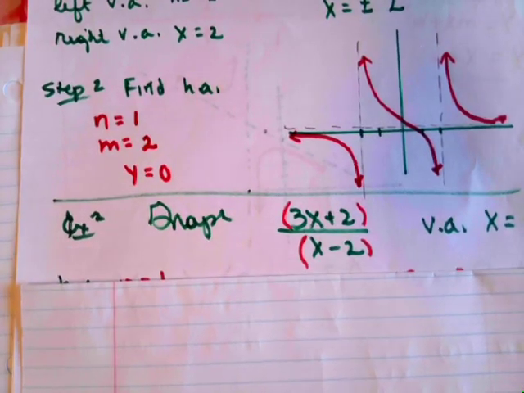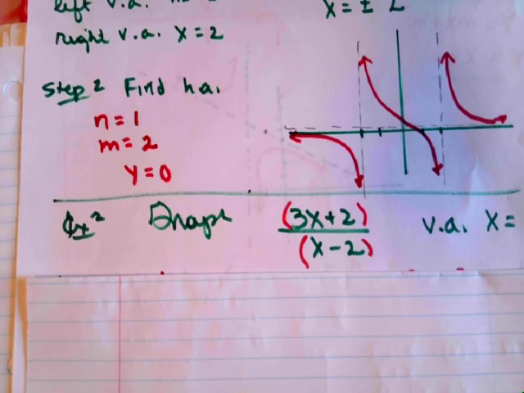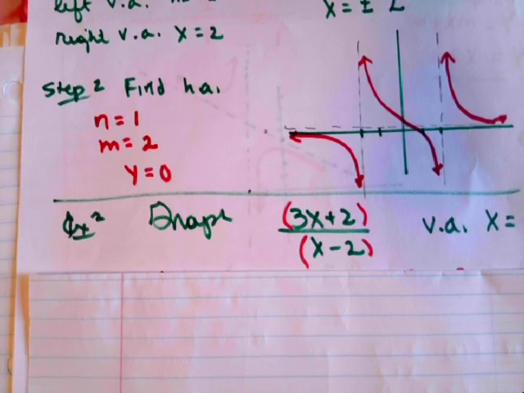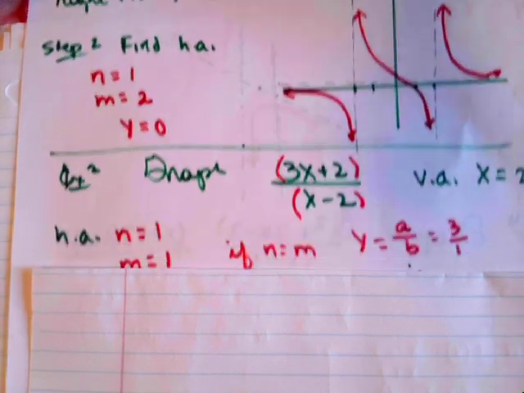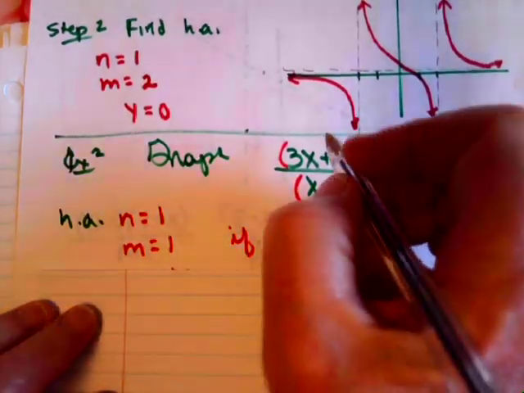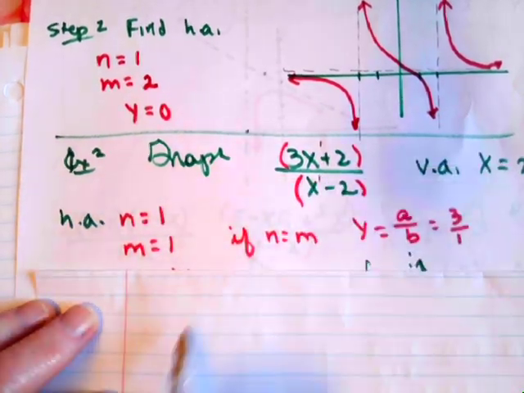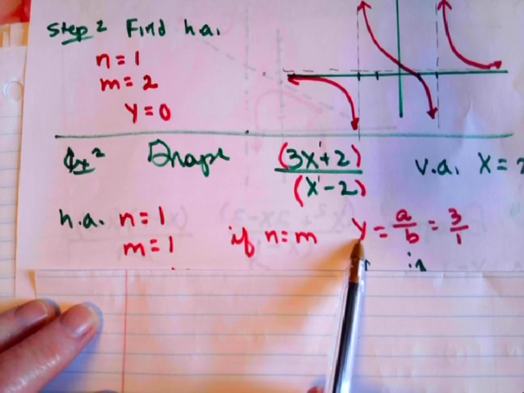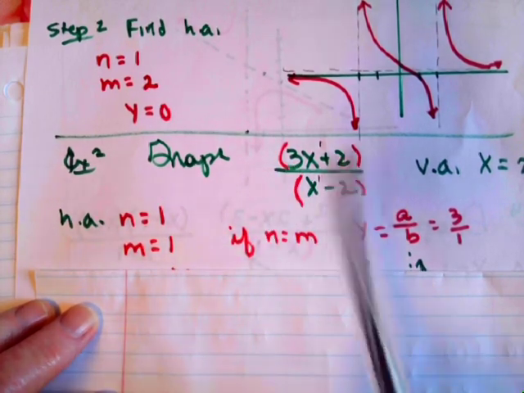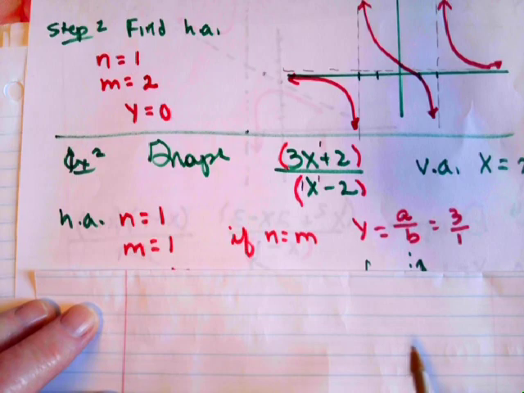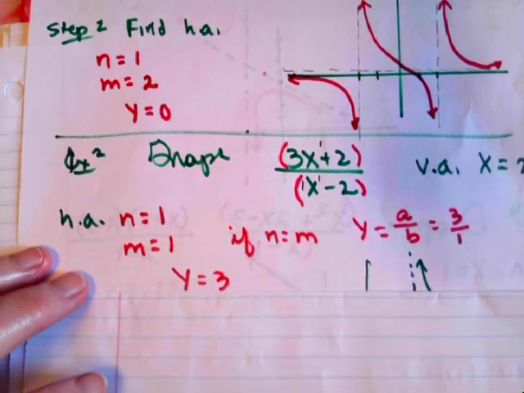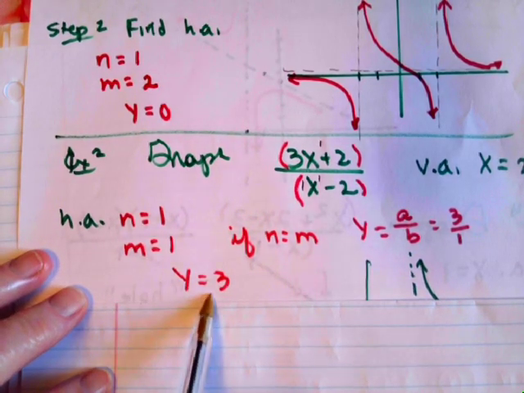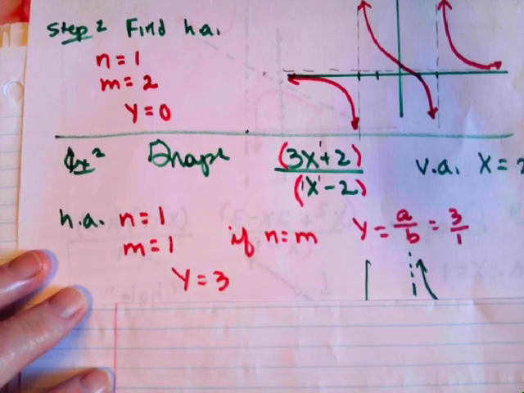Example 2. Graph (3x plus 2) over (x minus 2). Vertical asymptote, x equals 2. Horizontal asymptote: n is 1, m is 1. If n equals m, y equals a over b. That's a, that's b. 3 over 1 is just 3. Horizontal asymptote, y equals 3.